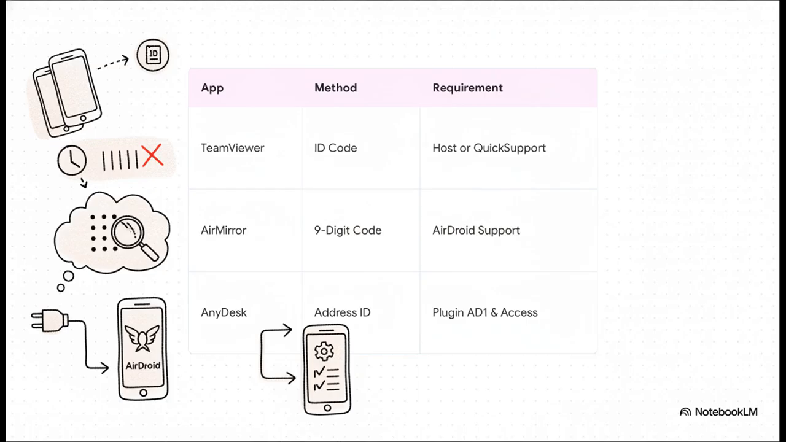Crazy, right? Then you have AirMirror. They use a super simple 9-digit code, but it does require the target device to have an app called AirDroid Remote Support specifically installed. And finally, AnyDesk. They use an address ID, but to get actual full control, like the ability to physically click and swipe for them, not just watch their screen, AnyDesk often requires installing a secondary control plugin, AD1, and turning it on deep in the Android accessibility settings.